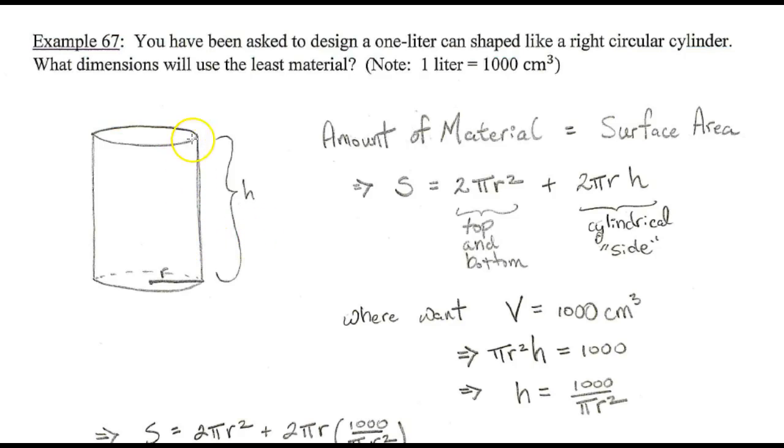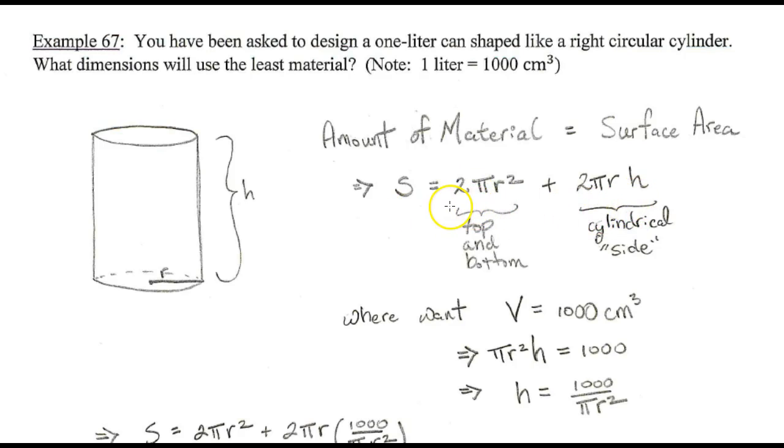If you take the side and cut it straight down and lay it out on a table, the base of that rectangle is the circumference of the circle, which makes up the bottom and the top. So the circumference is 2 pi r. That would be the base, and then the height would be h. So the side of the cylinder is 2 pi r h. So we have this total surface area.